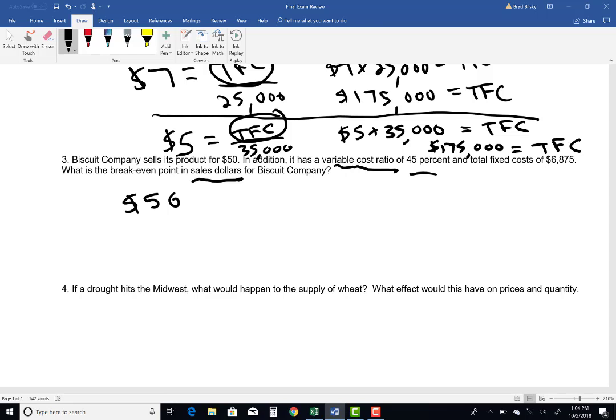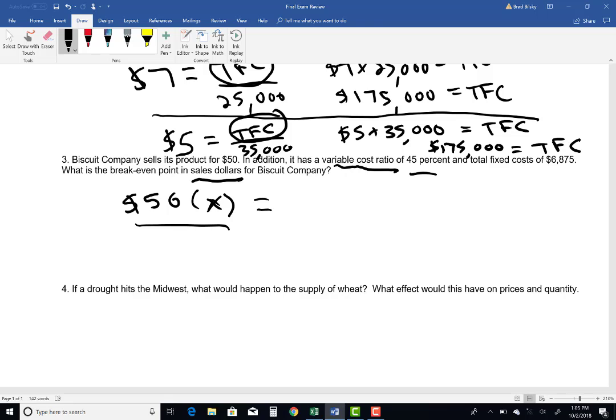I'm going to use X as my unknown variable here. So we're going to take $50 times X, and X just stands for the number of units sold. So $50 times X, that's going to be my total revenue. Total revenue is just units sold times price per unit. So the break-even point is the number of units where my exact amount of revenue equals my cost exactly. So this is the revenue side. We need to set this equal to the other side of the equation for our costs.